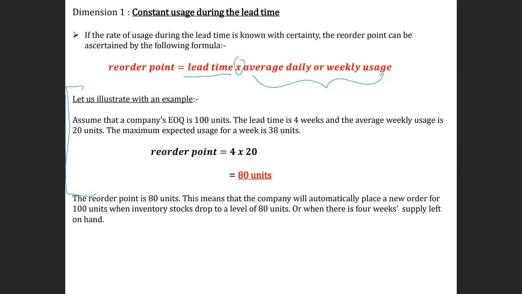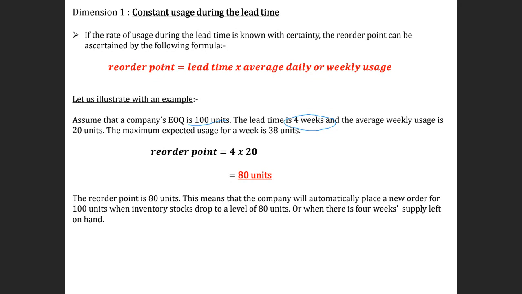It says, assume that a company's economic ordering quantity is 100 units. The EOQ is, remember, the most cost-effective order size. So it's basically saying every time the business places an order, they will order 100 units at a time. Then they say the lead time is 4 weeks. That means that if we place an order today, we would only receive it in 4 weeks' time. So this is your lead time.